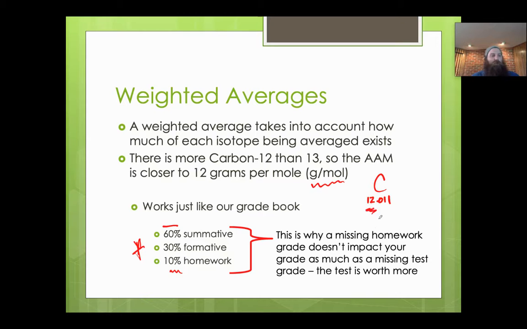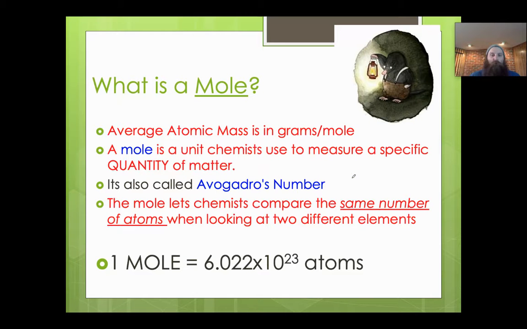And so this is closer to 12 than 13. There is carbon 13, there is carbon 14 isotopes that exist, but carbon 12 is by far the most abundant. And when we report this, we usually talk about it in terms of grams per mole. Now, we've talked about grams. We know what grams are, but a mole, that's new. So here's a mole. A mole is a unit we use in chemistry to measure a specific quantity of matter.